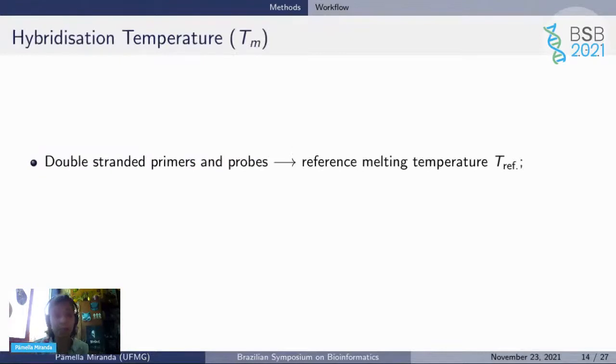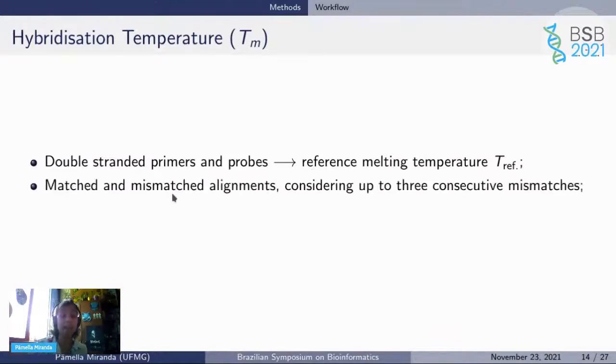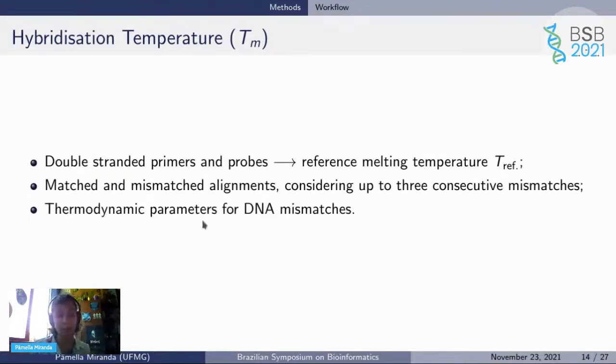The next step is the calculation of the hybridization temperature of all primers and probes, which we call the reference temperature, and the melting temperature of matched alignments, that is, only canonical base pairs, and the mismatched alignments, considering up to 3 consecutive mismatches. For this calculation for mismatched alignments, we used a recently available thermodynamic parameter set for DNA mismatches.